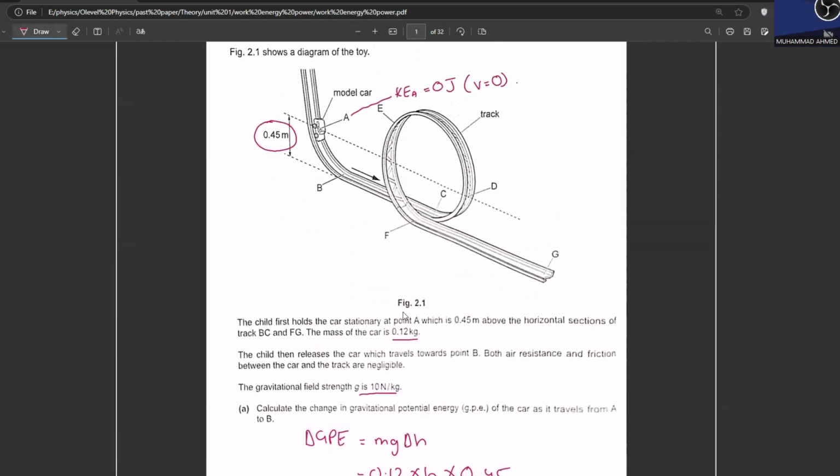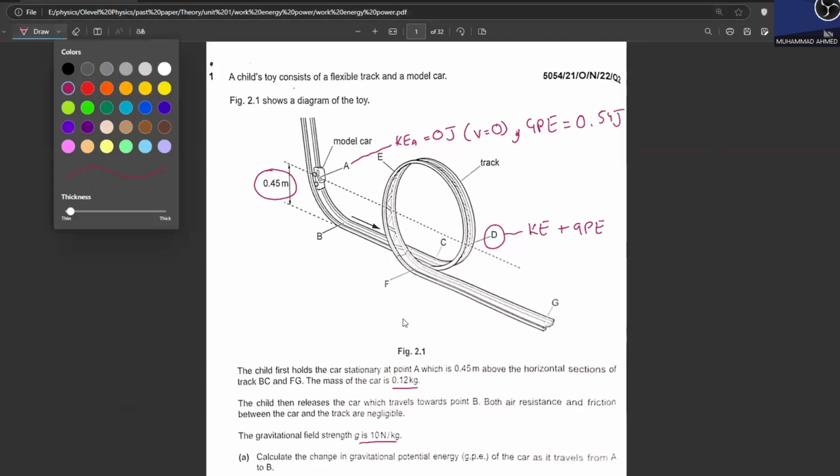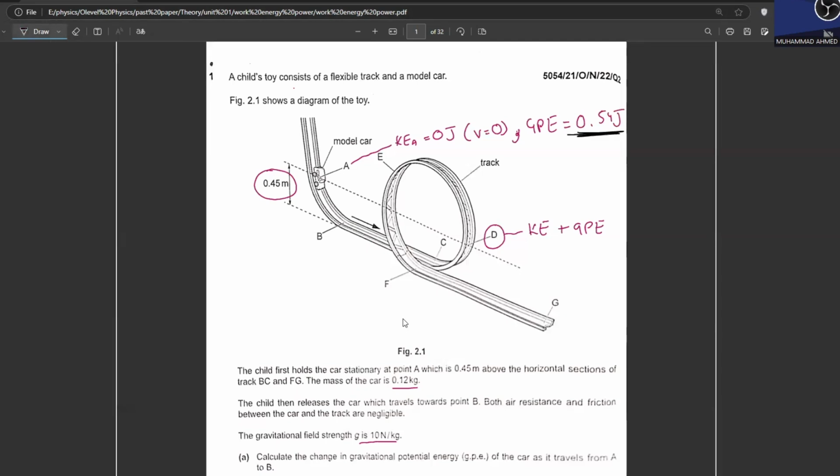So can you see at A, your entire energy consists of gravitational potential energy. However, when you arrive at D, some of your energy is kinetic energy and some of your energy is gravitational potential energy. Let's say you had a gravitational potential energy of 0.54 at A. When you come to point D, some of the 0.54 joules of energy gets converted into kinetic energy and some remains as gravitational potential energy. Hence, it does not go past D.